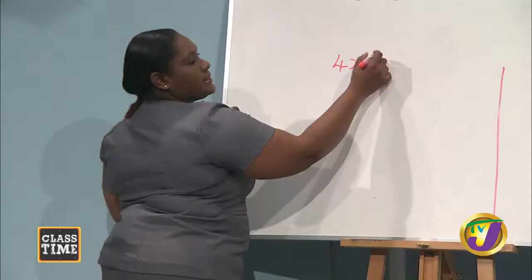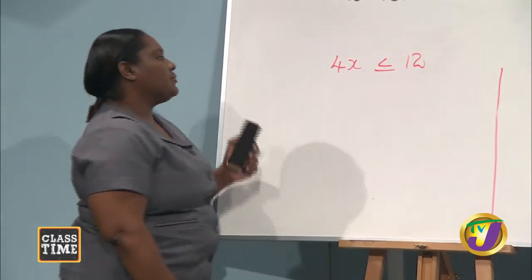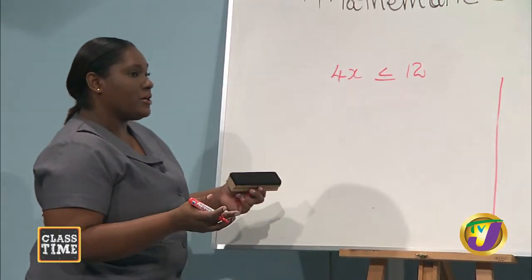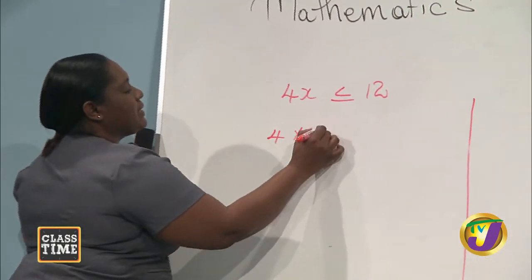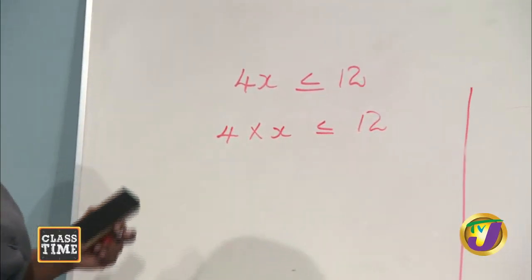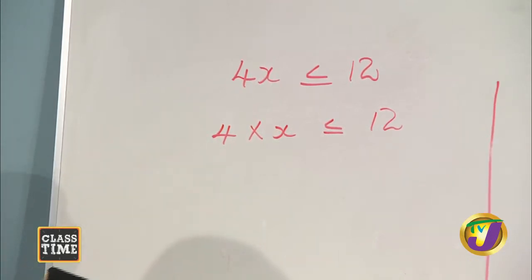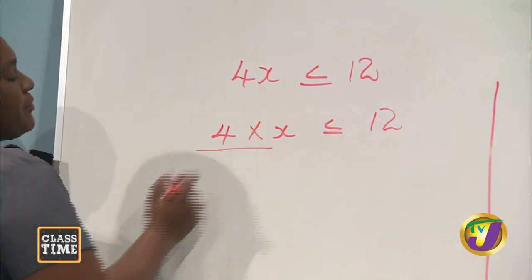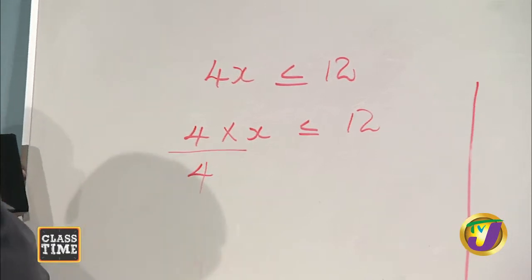So it's 4x is less than or equal to 12, and we could expand for those who might have glitches. Yes. So it is 4 times x that is less than or equal to 12. Now, we'll still do the inverse operation while we're trying to make x the subject of the formula. So the inverse of multiplication would be division. So we are going to be dividing by 4.